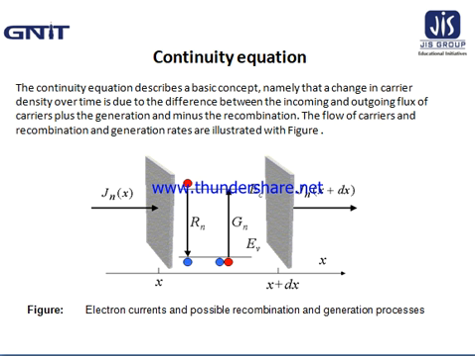Now, you already know what is Rn. Rn is the electron recombination rate, and Gn is the generation rate for electrons, and Jn, here we are considering n electron. Ec is the conduction band edge, and Ev is the valence band.